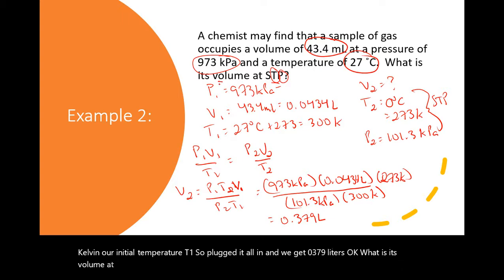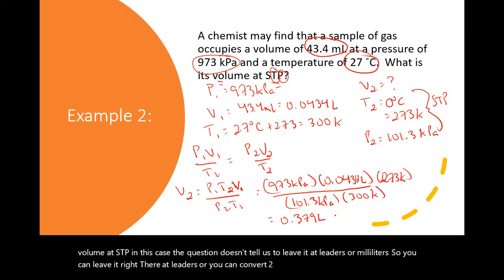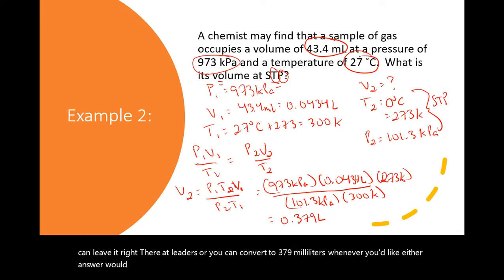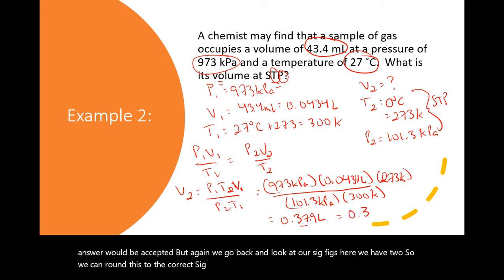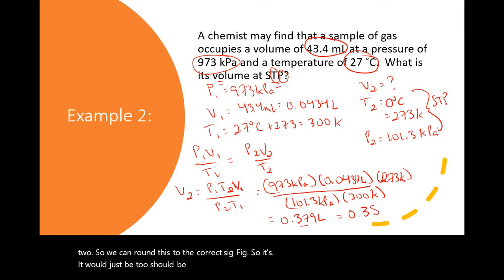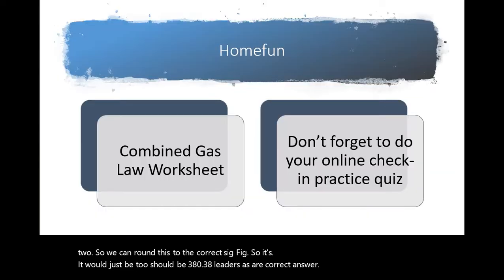Okay, so what is its volume at STP? In this case, the question doesn't tell us to leave it at liters or milliliters, so you can leave it right there at liters, or you can convert to 379 milliliters, whatever you'd like. Either answer would be accepted, but again, we go back and look at our sig figs here. We have 2, so we can round this to the correct sig fig, so it would be 0.38 liters as our correct answer. Okay, so that's it for our 2 examples.